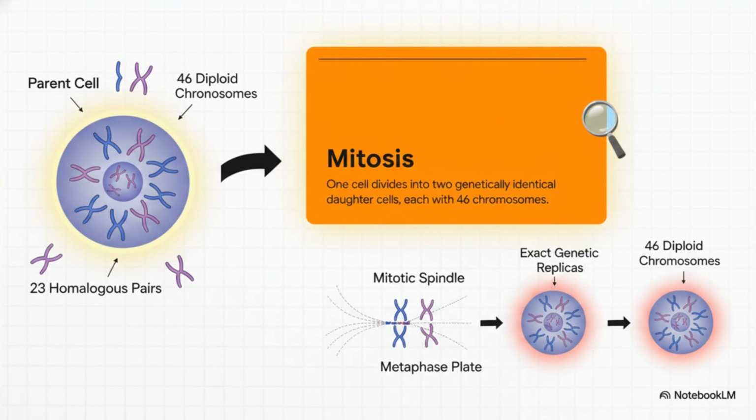So what's the big idea with mitosis? Well, it all comes down to one word: fidelity. It is all about making perfect genetic copies. You start with one diploid cell, a regular body cell, and you end up with two daughter cells that are exact clones. Each one gets the full set of 46 chromosomes, neatly organized into 23 pairs. This ensures every new cell has the complete, correct genetic blueprint.